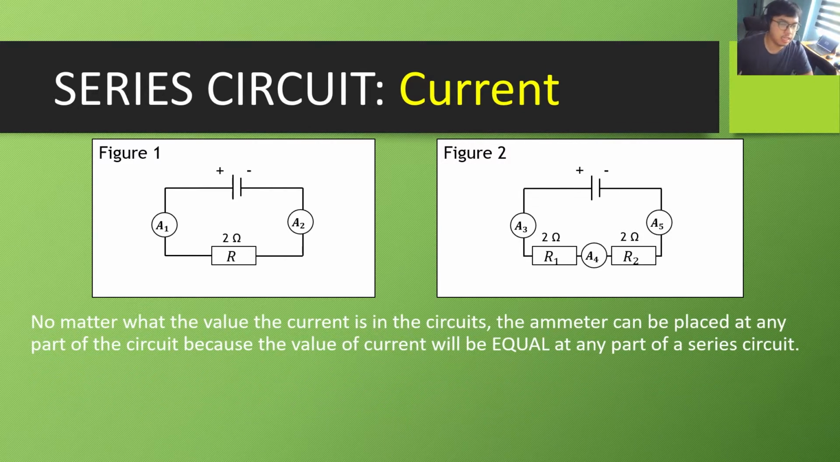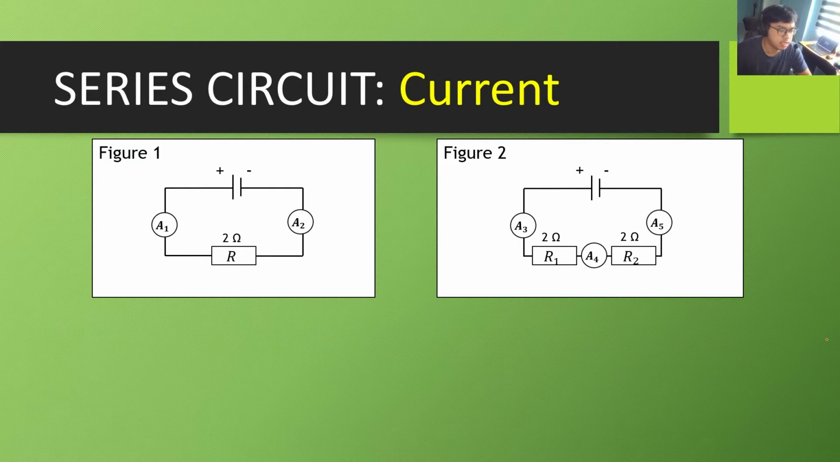The other thing about current in series is that no matter what the value of the current is in the circuit, the emitter can be placed at any part of the circuit because the value of the current will be equal at any part of a series circuit.